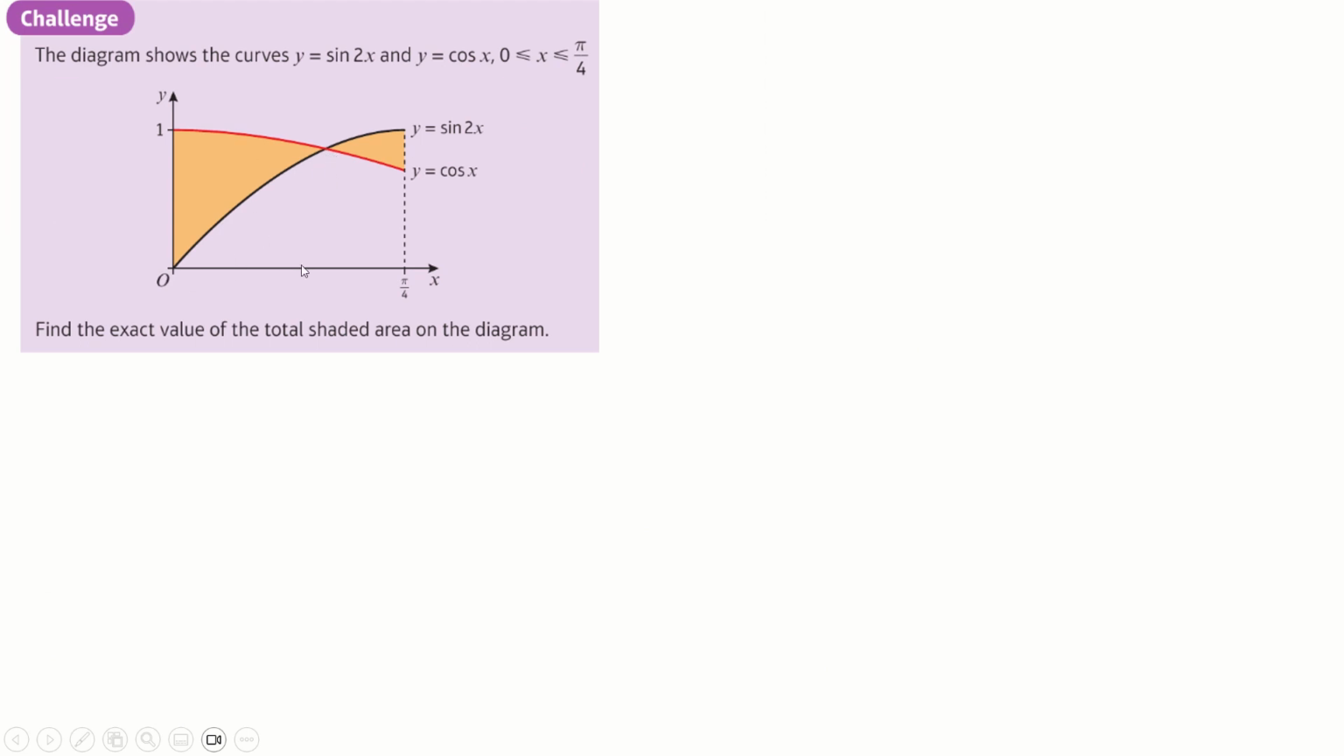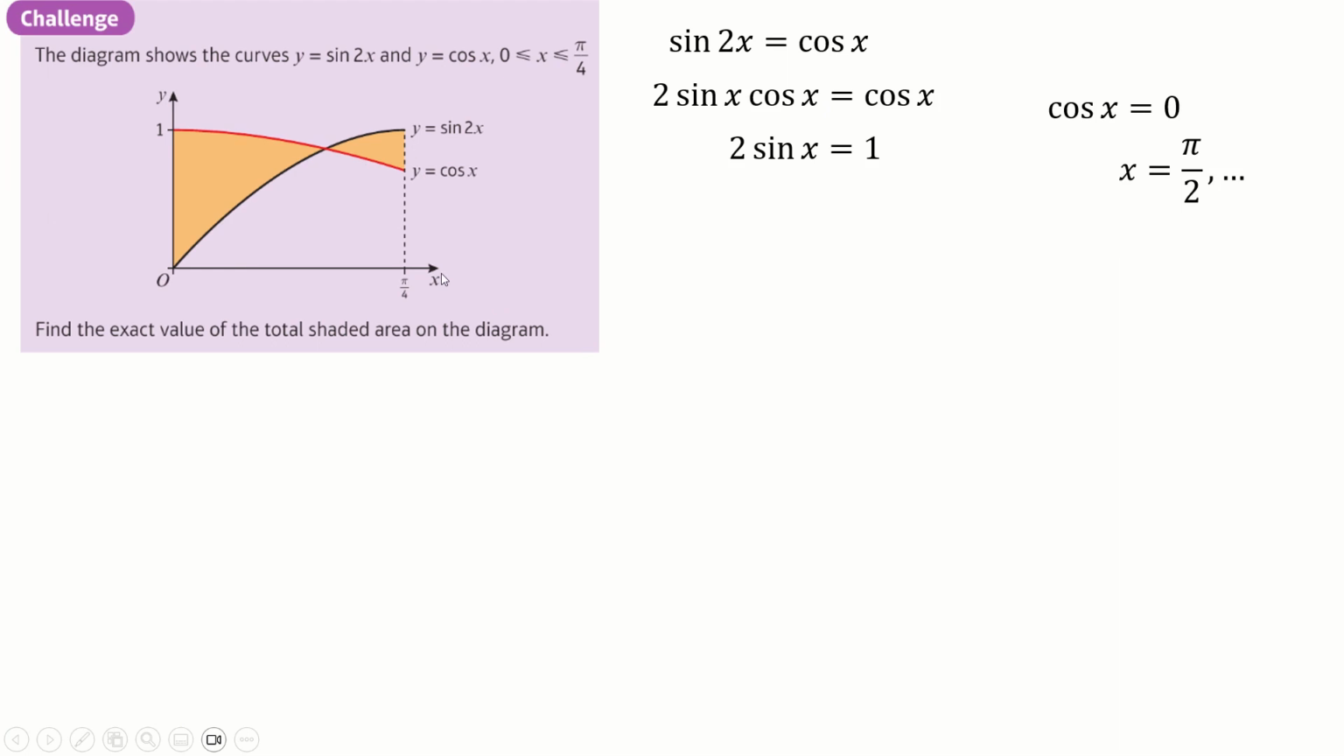So we can integrate up to there, and then integrate up the rest of it. So okay, let's set this equal to this. Sine 2x is 2 sine x cos x. I can divide both sides by cos x as long as I realize that cos x equals 0 might be a solution, which yields the solution pi over 2, of course, but pi over 2 is beyond the scope of this diagram, so that's kind of irrelevant.